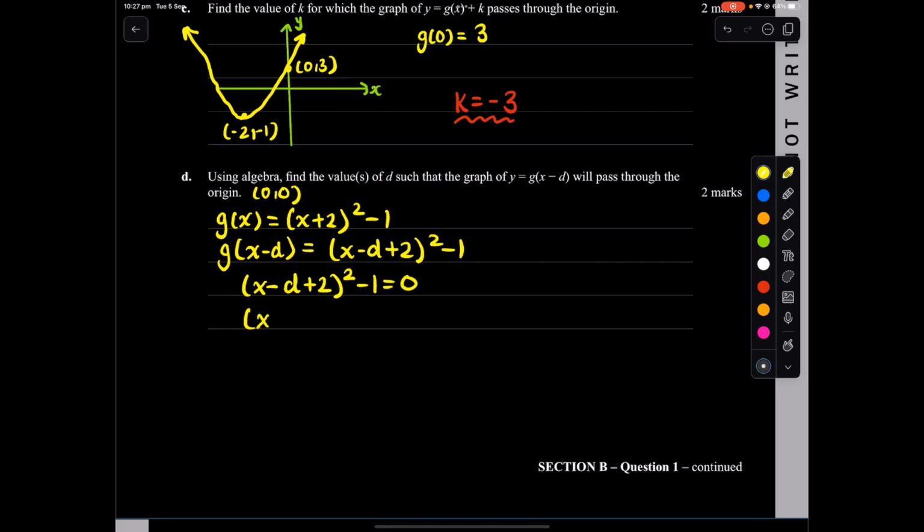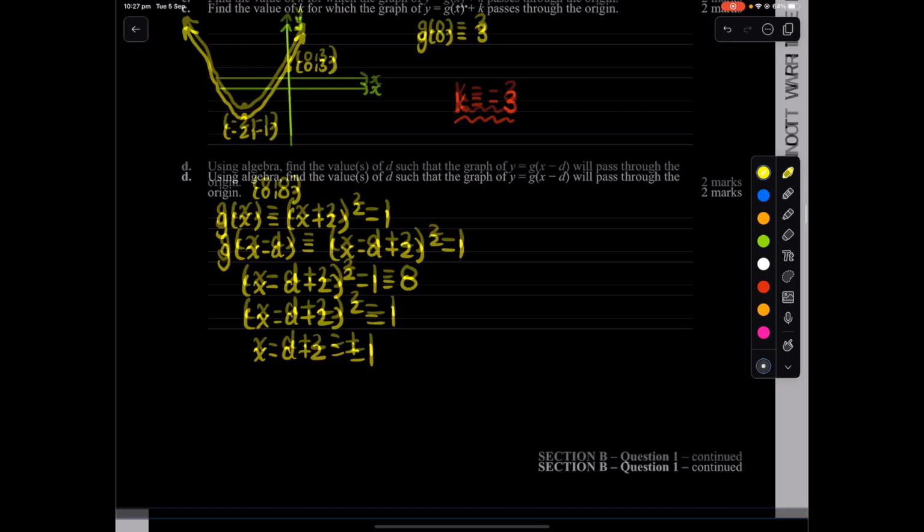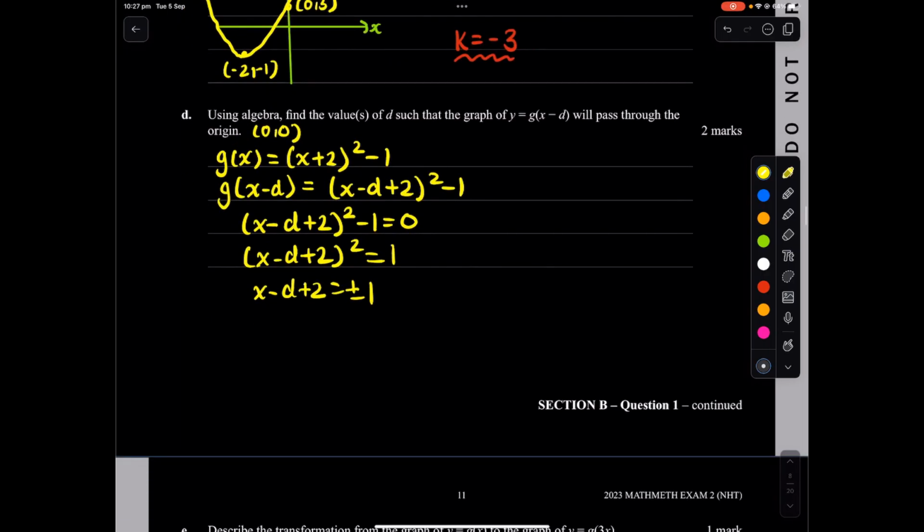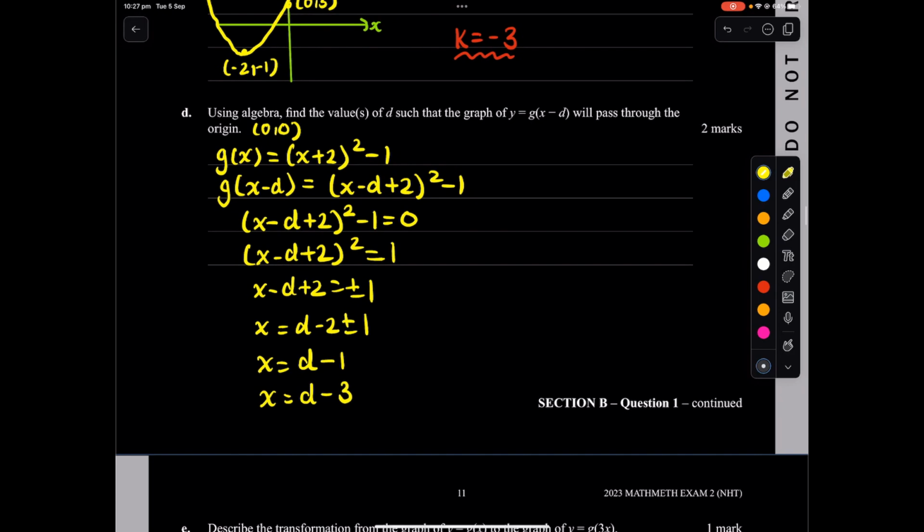So we can say (x - d + 2)² = 1. So x - d + 2 = ±1, so x - d = -2 ± 1. So x can be d minus 1. Is that right? Yeah, so 1 minus 2, negative 1. Or x = d minus 3.